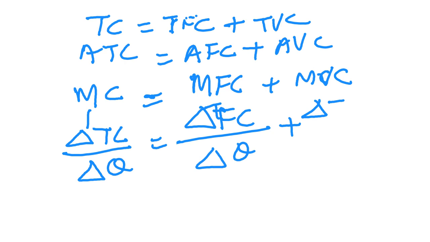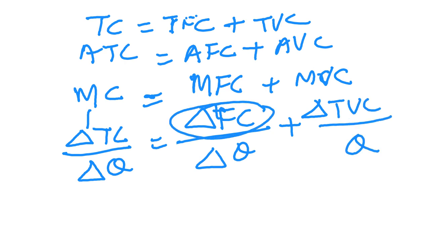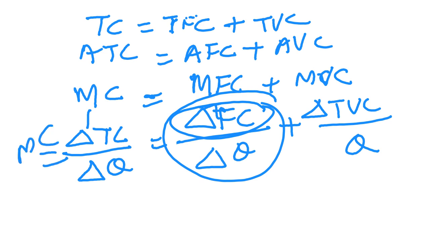But you know, fixed cost is total fixed cost. Fixed. It's not changing. So change is zero. So this whole term is zero. That is why I wrote that if you calculate marginal cost, either you calculate using change in total cost divided by change in Q, or change in total variable cost divided by change in Q, it will give you the same answer. Okay.